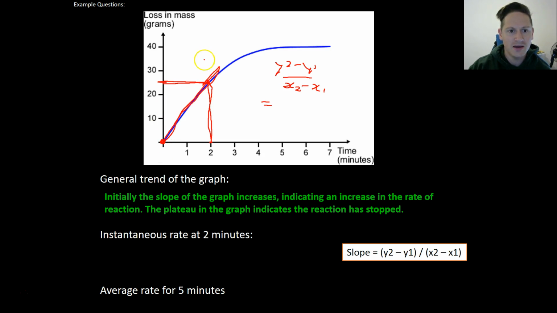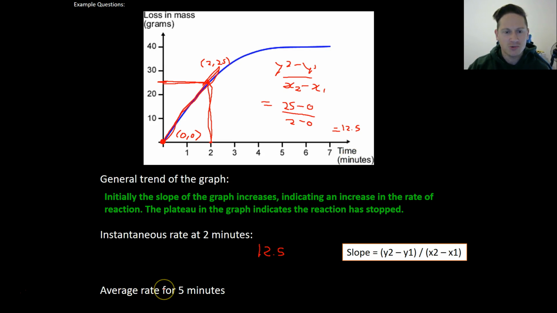My second point here, my x coordinate is 2, and my y coordinate is 25. And my origin down here is 0 and 0. So my y2 point would be 25, take 0, which is my y1, divided by 2 take 0. If you divide those two, you're going to get 12.5. We won't worry about units right now, but we'd say 12.5 is our instantaneous rate of reaction. Basically we're doing change in mass over change in time. So that's being considered our rate.